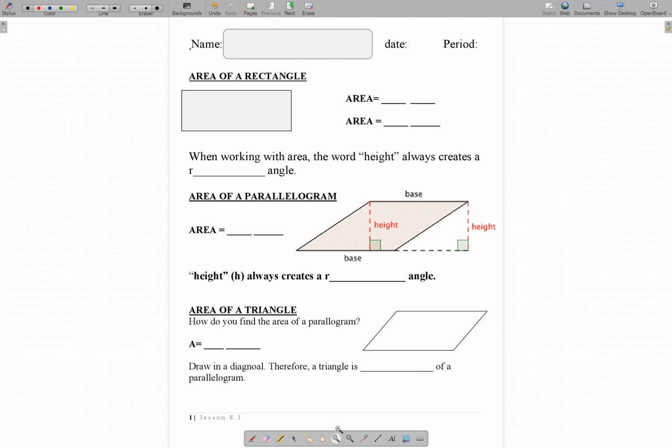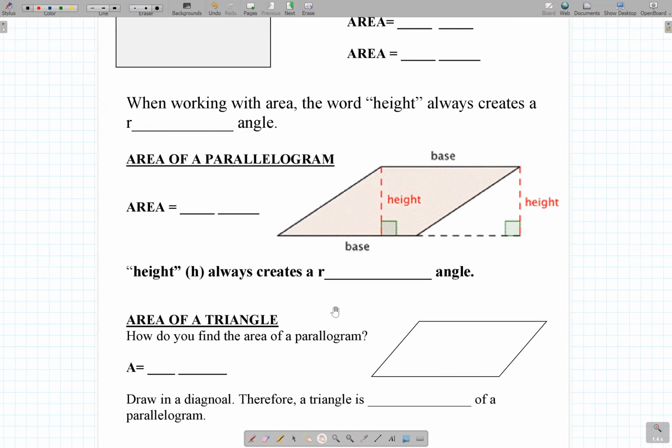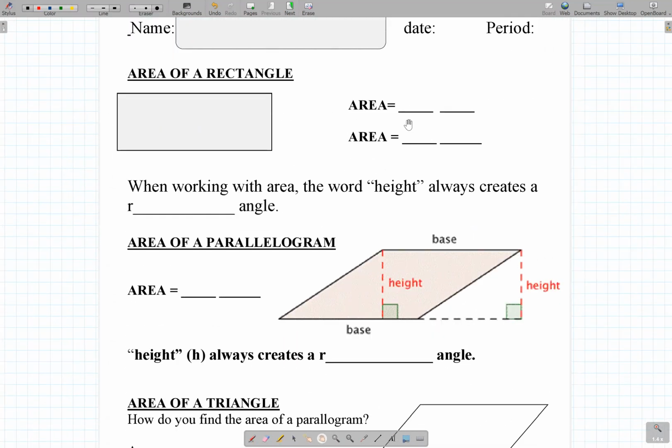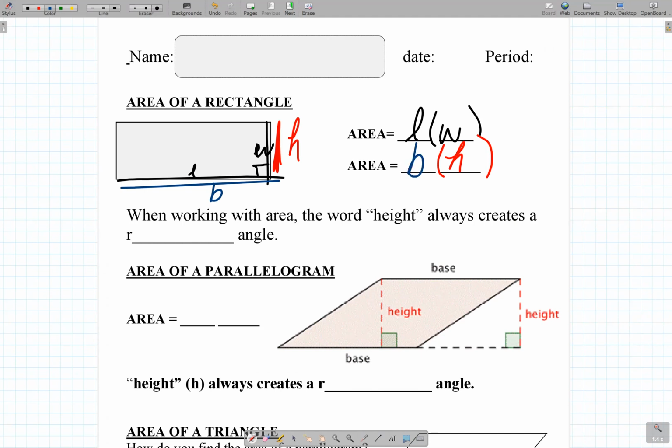All right, so we are right here, friends. Yes, it is length times width, but there is another way to do this. There would be your length, there would be your width, but there's a right angle here, correct? The concept of height always makes a right angle. So another way, this very same thing we can say is just base times height.